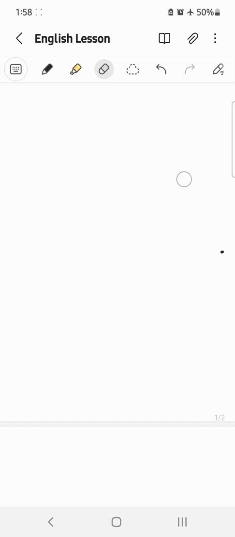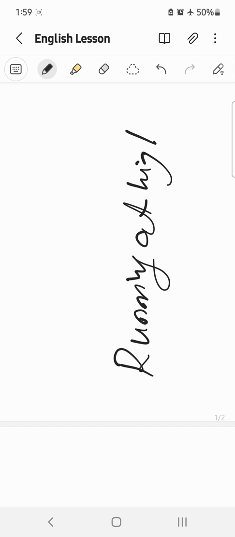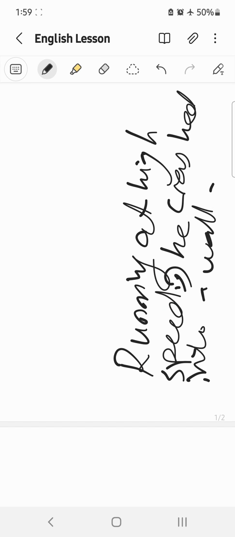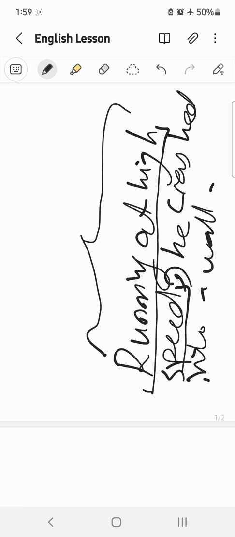If I say, running at high speed, he crashed into the wall, okay? Running at high speed, comma, don't forget the comma, he crashed into the wall. So this is an adjectival phrase or a participial phrase, all right? What is it doing? It's describing him, what his state was when he crashed into the wall. What was he doing? What was happening? He was running at high speed.